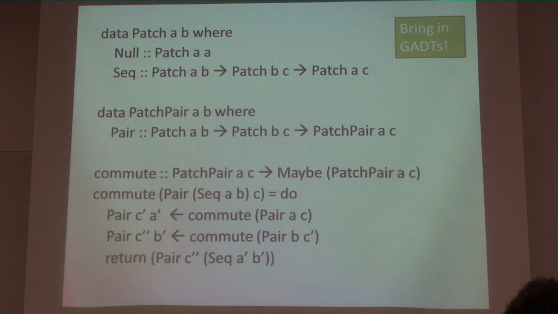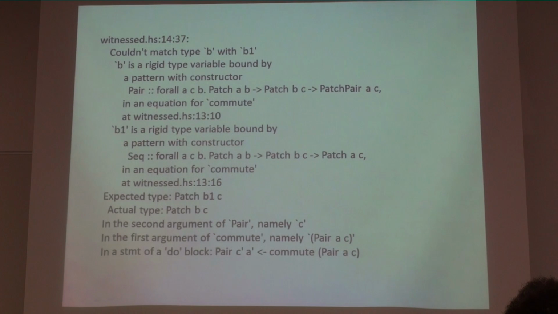So I can translate that incorrect code I wrote in the previous slide into incorrect code using these phantom types, and GHC will complain. Now, the downside of using these witnesses is that the GHC complaint takes a little bit of getting used to.